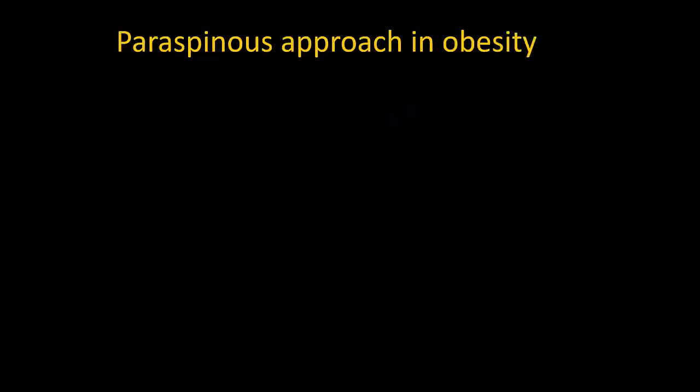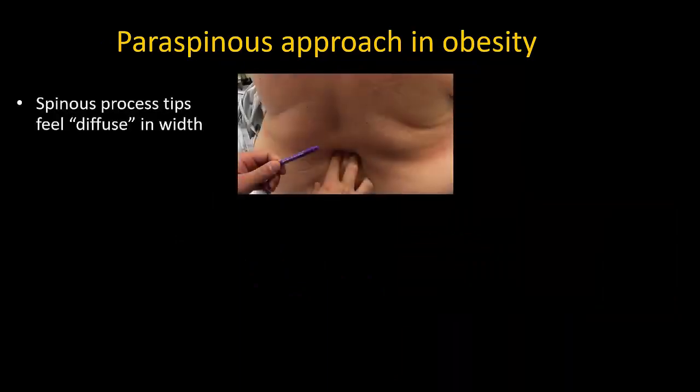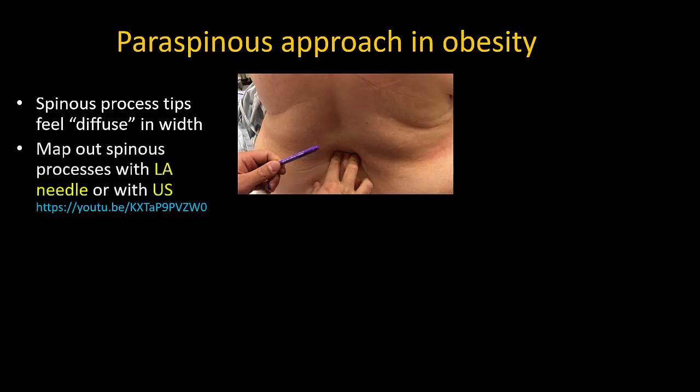In the obese patient, it goes without saying that the tips of the spinous processes are harder to palpate. Because of the increased amount of overlying soft tissue, they often feel wider and more diffuse in their contours. Compression of the soft tissues with the two palpating fingers often allows the spinous processes to be reached with the local infiltration needle, and this needle can be used to map out the location and contours of the tips of the spinous process by feel. Alternatively, ultrasound imaging can be used, and this is covered in more detail in another YouTube video.